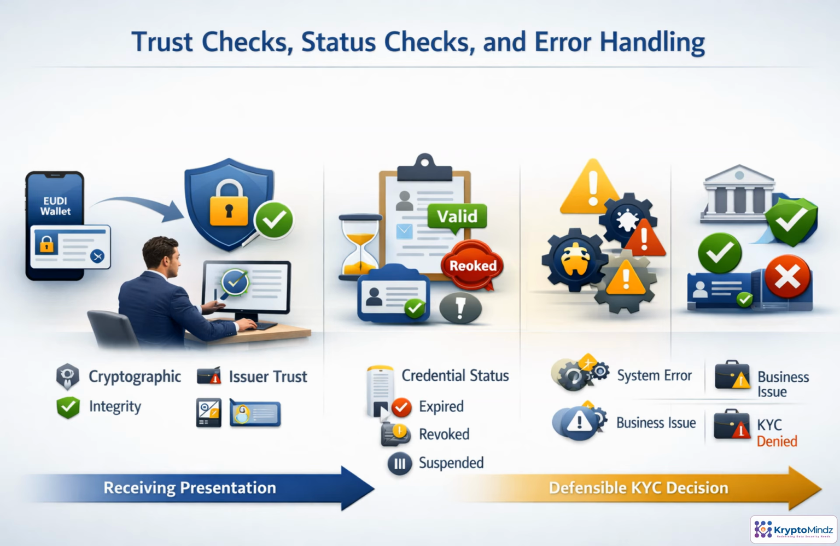In this module, we zoom in on what happens after a wallet presents credentials. You'll see how we verify the signature, confirm the issuer is trusted, check status like expiry or revocation, and classify errors so the final KYC decision is defensible and explainable.